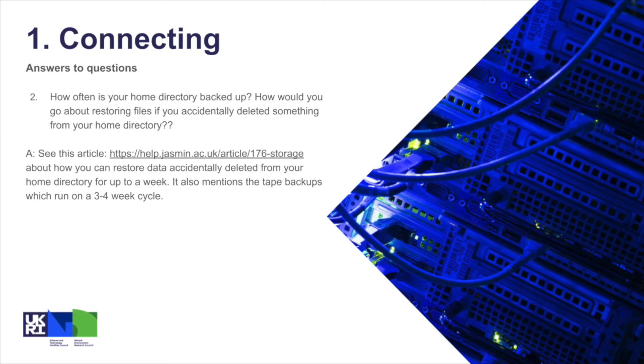Moving on then, question two was about how often your home directory is backed up and how you go about restoring from it if you accidentally deleted something. So I've highlighted an article here in the help system, which talks about what we call snapshot backups. These are automatically created, and you can restore data, a small number of files for example, in a self-service manner. Just help yourself to them from whichever snapshot has the data that you've lost. And those are kept for roughly a week.